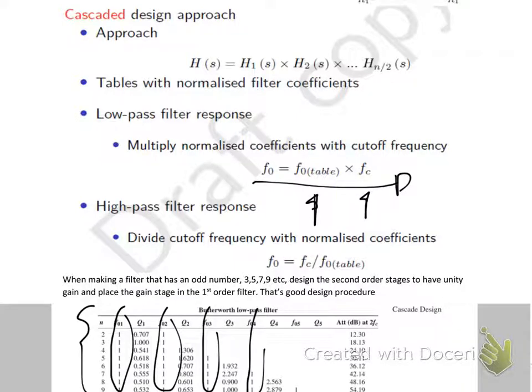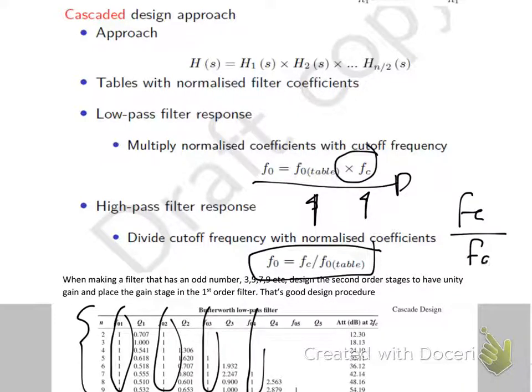And if you want to make a high pass filter, instead of multiplying here, you do that. You have your cutoff frequency over your F of table. And that's how you design for your high pass filter. Nothing else changes. You follow the same steps and you're going to get your high pass filter.